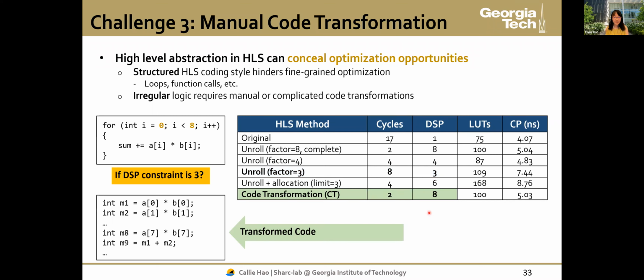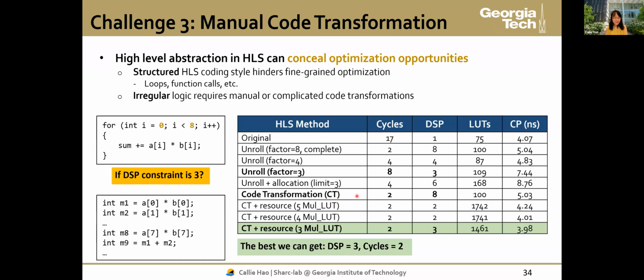This is something we can do: we can apply a code transformation, let's call it CT. This is how we apply the code transformation, and this is the transformed code. It seems very simple, right? We just unrolled the loop and rewrote the program like this. After code transformation, we can see, okay, now we're using 8 DSPs and the number of cycles is 2. It's completely the same as this unroll, right? So probably you're going to wonder, what's the point? Why are we doing this? Seems useless, right? So here is why.